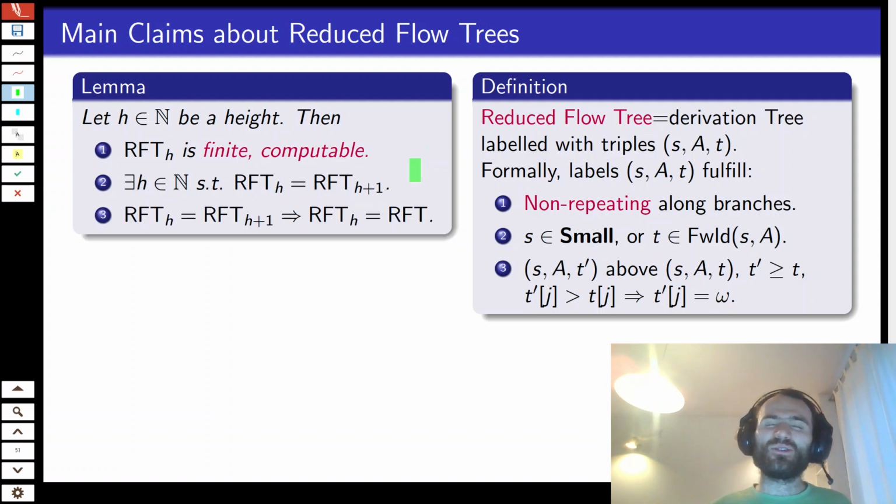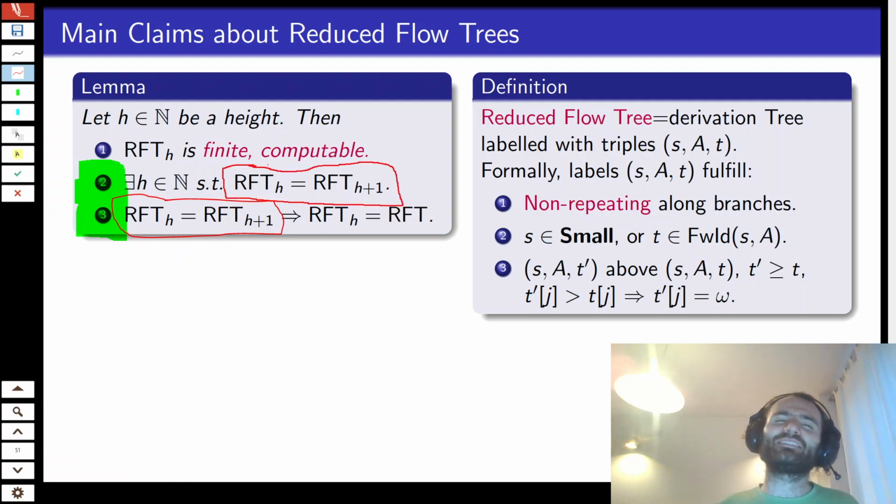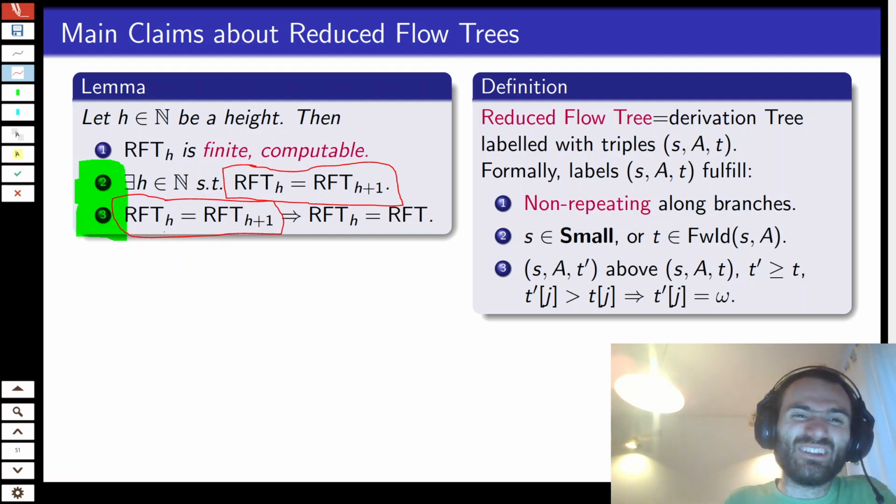Okay, now, 3 kind of ties into 2. I said this construction is finite, but of course I need to make sure that we can effectively construct this. So how do we do this? Well, 2 tells us that eventually some height does not give us a new tree. And then 3 tells us that if a height does not give us a new tree, then we have found all of them. So this is the set of all reduced flow trees.